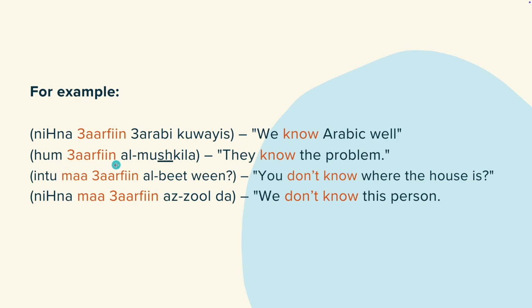And if you want to say you all or you guys don't know where the house is, this is you plural, just say انتوا ما عارفين البيت وين. And if you want to say we don't know this person, just say نحنا ما عارفين الزول ده.